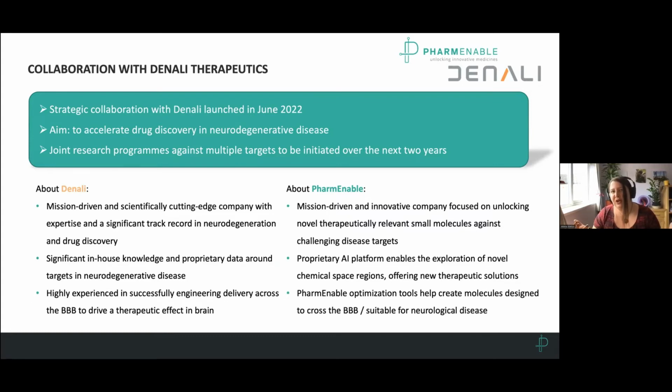So this is a strategic collaboration that we launched in June this year. And the aim is to accelerate drug discovery in neurodegenerative disease, which is an area of enormous clinical need that really needs new solutions and new drugs. And it's a joint research program against a number of different targets over the next 2 years.